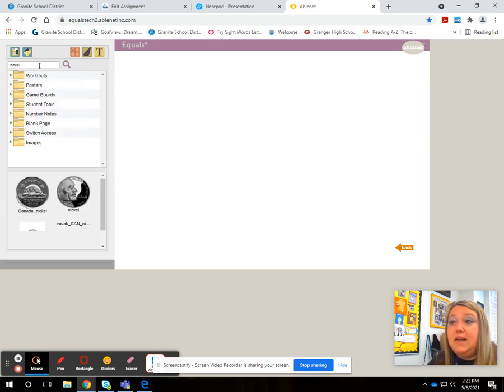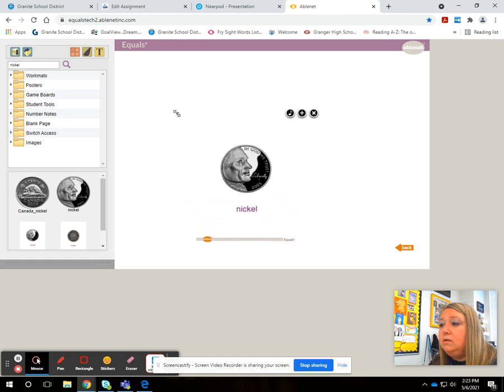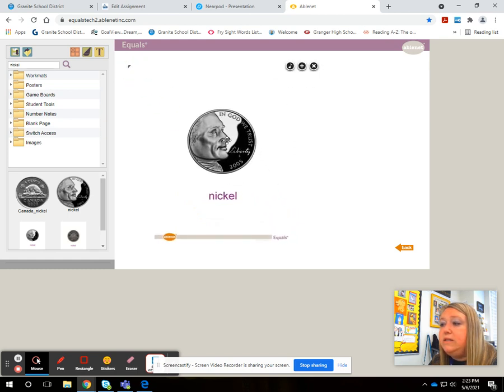The nickel is the next one up in value. So we have an amount that each of the coins is worth. The nickel is the next one up. So a nickel has a picture of Thomas Jefferson on it. On the other side is the picture of Monticello. We talked about that last time.